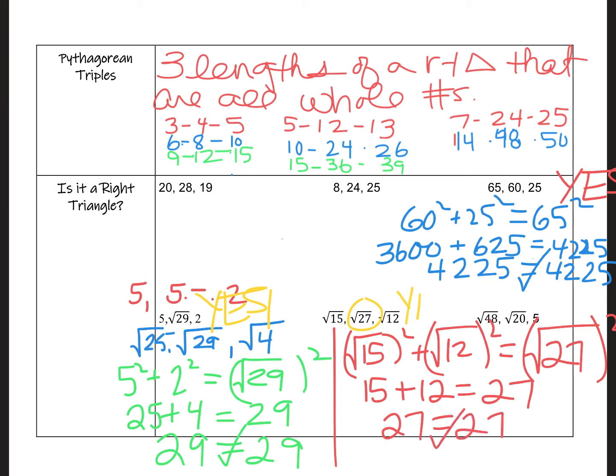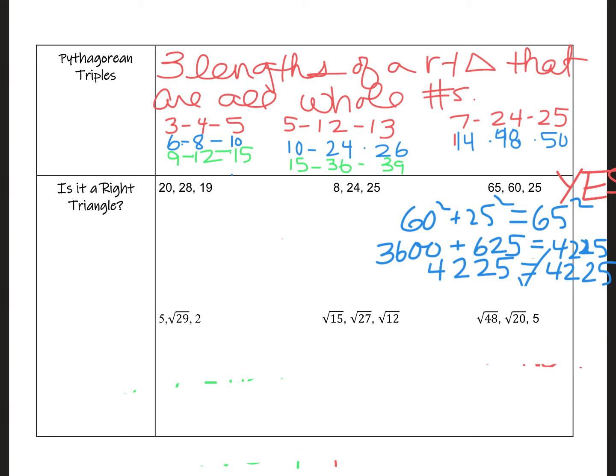So yes, this one is another one that works in the Pythagorean theorem. So it's a right triangle. It is. Are you ready to try one by yourself? I think you are. Why don't you go ahead and fill in this last one on your own.